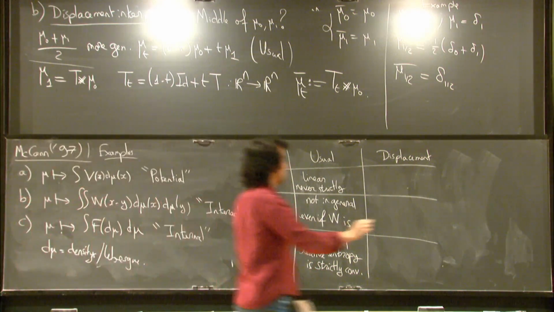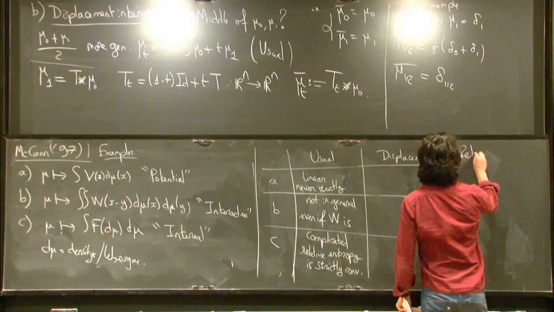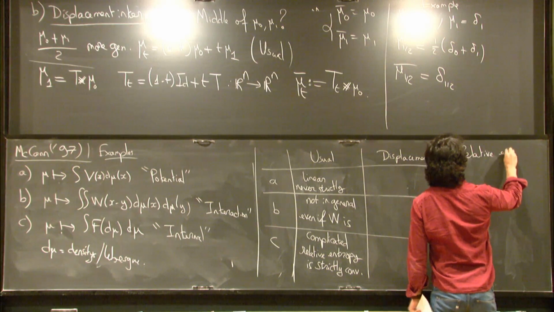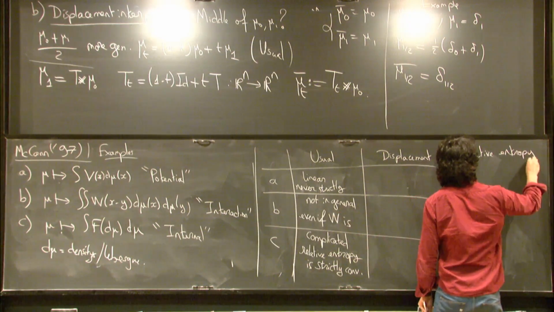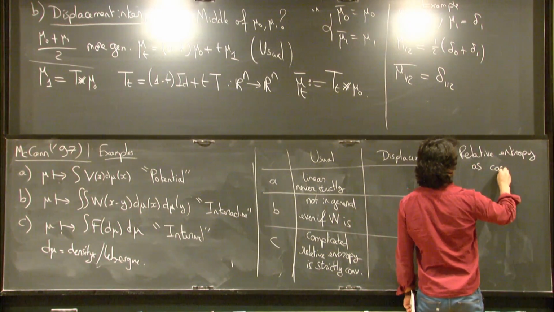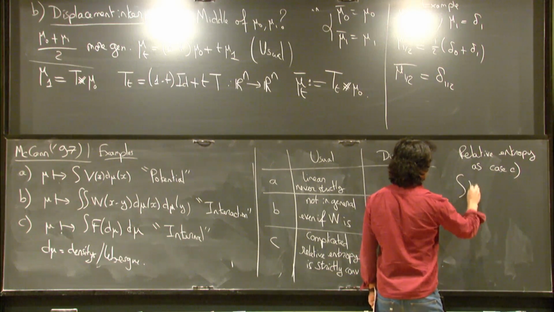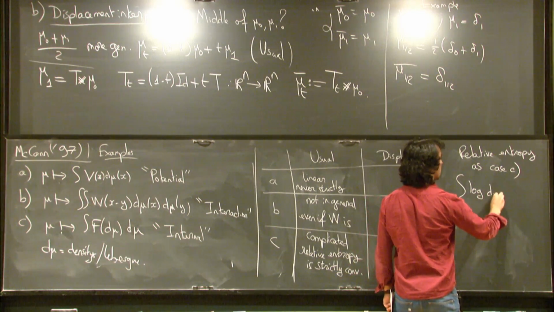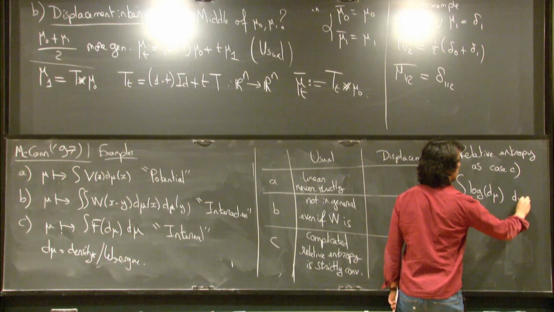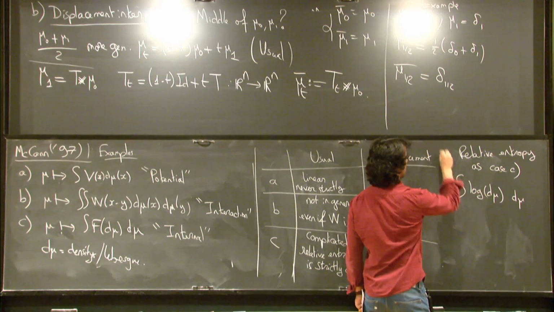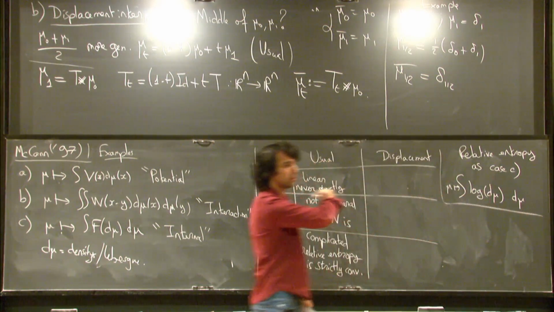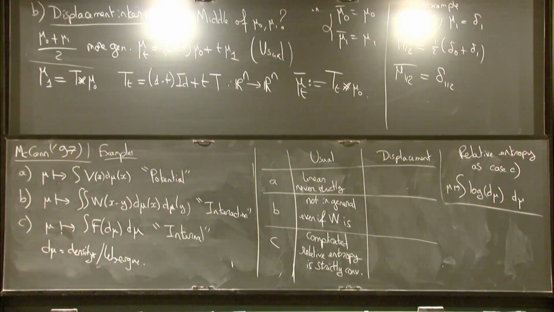The relative entropy is an example of case C. As case C, it's just the integral of d mu log d mu, again where d mu is the Radon-Nikodym derivative with respect to Lebesgue.